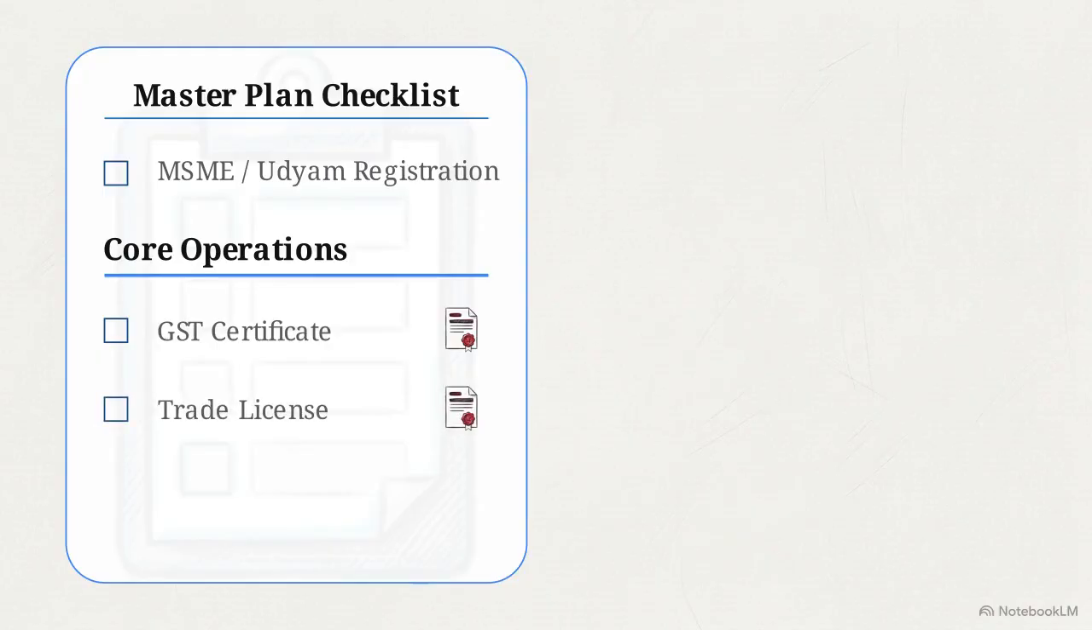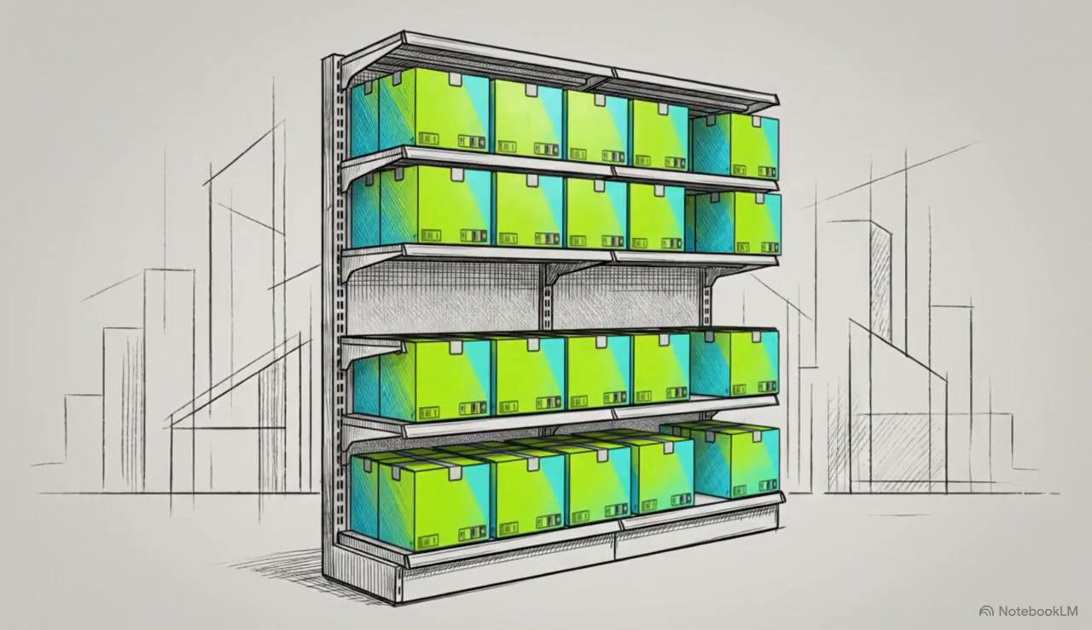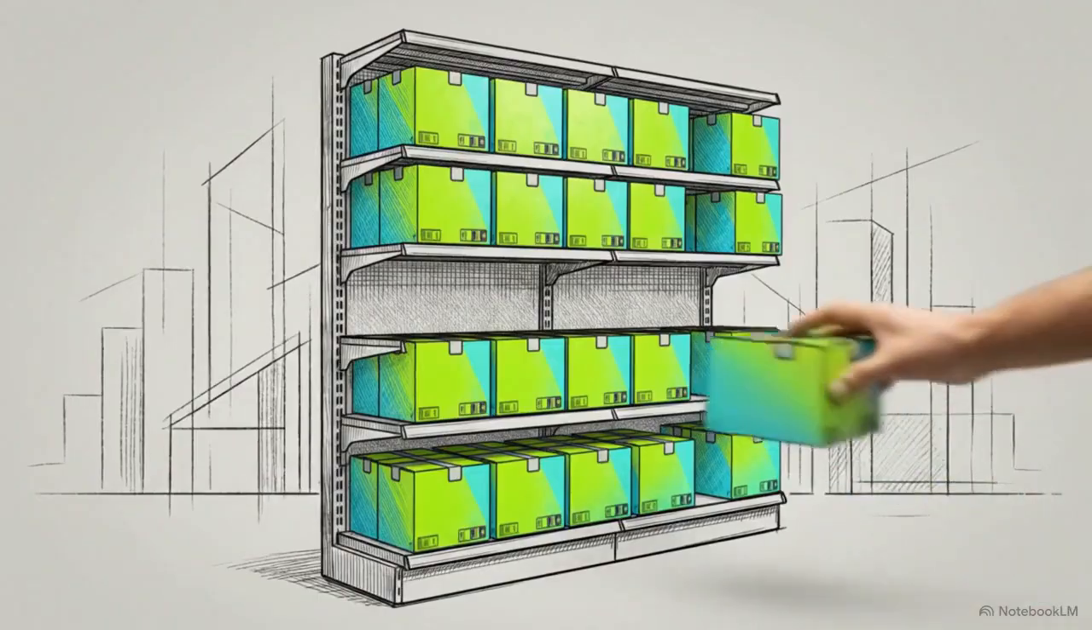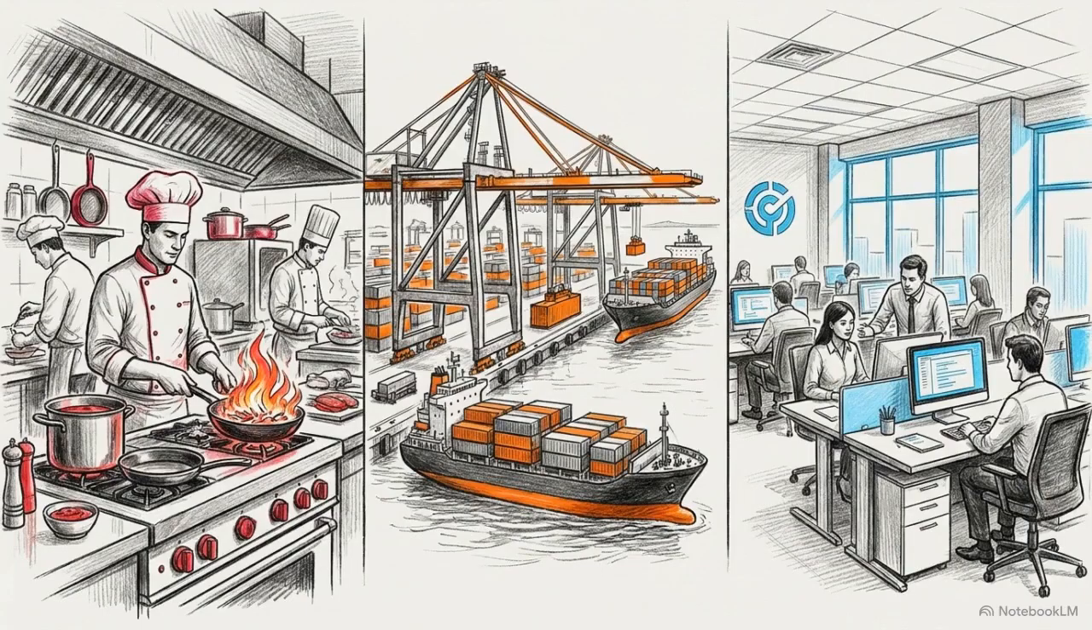Next, we add the GST certificate and your local trade license under the core operations header. If you trade goods or provide services, these 2 documents are an absolute necessity. These core operational documents complete the transition from a registered name to a business that is legally authorized to conduct trade. Now we pivot to industry-specific licenses.